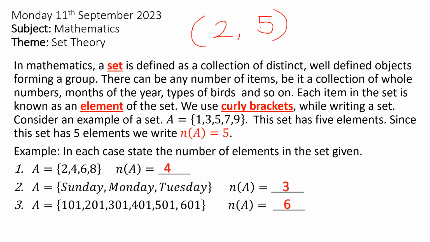Why can't it be this? Open bracket 2, 5. Why can't it be that? It has to be a curly bracket, because if it's like this, then you're representing an ordered pair, like coordinates. You cannot have it like this, and you cannot have it like this either.